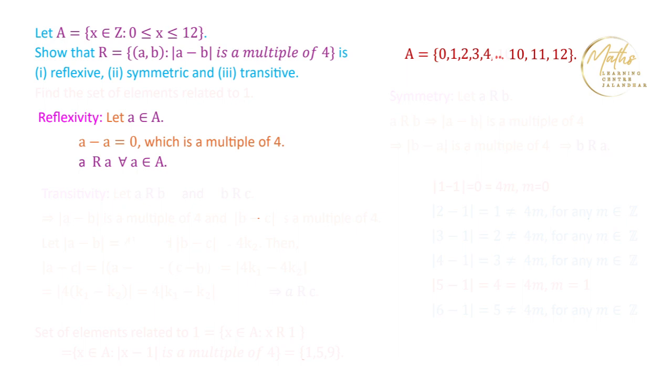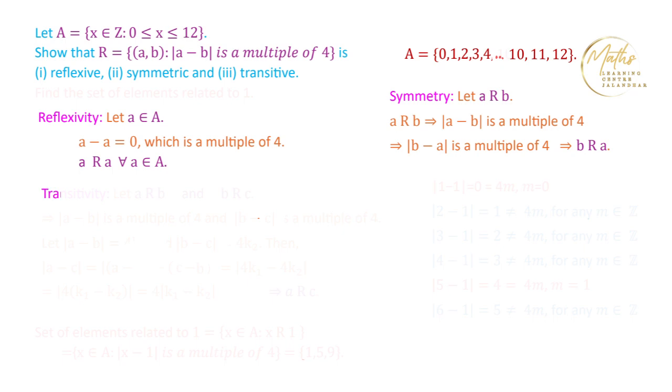Next, to prove the symmetry, we say let a and b be two elements which are related to each other. So if a is related to b, then clearly we have a − b is a multiple of 4, by the definition of this relation. So if a − b is a multiple of 4, it means b − a is a multiple of 4. Then by the definition of this relation, b and a are also related by this relation R. So we have proved that if a is related to b, then b is related to a. It means this relation is symmetric.